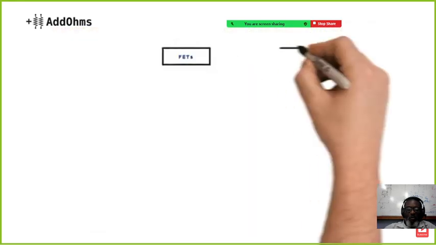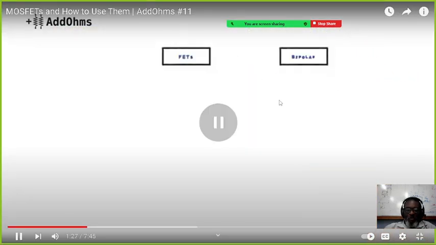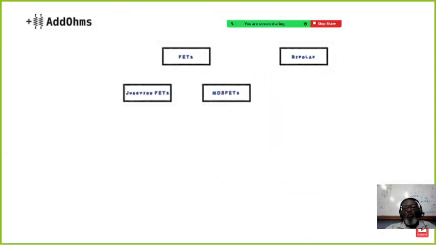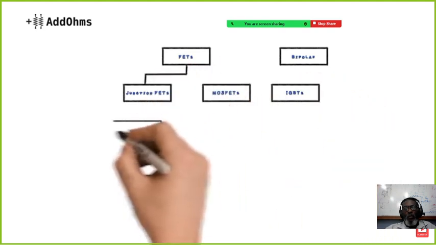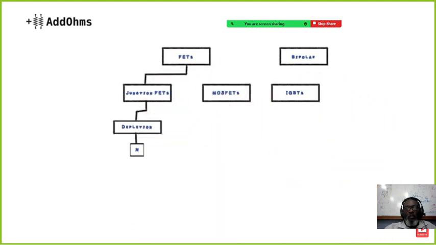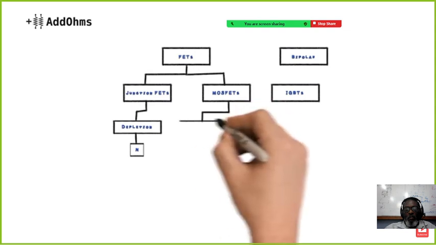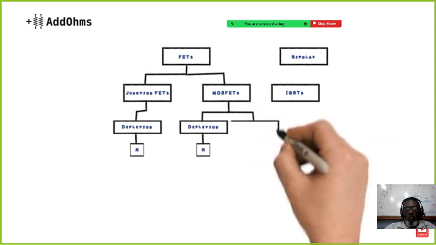MOSFETs belong to a family tree of field effect transistors, or known as FETs. There are JFETs, MOSFETs, and IGBTs. JFETs actually work a little bit like a BJT, which we've already talked about. For this video, we're focused on the MOSFET, which has two types of modes called depletion and enhancement.